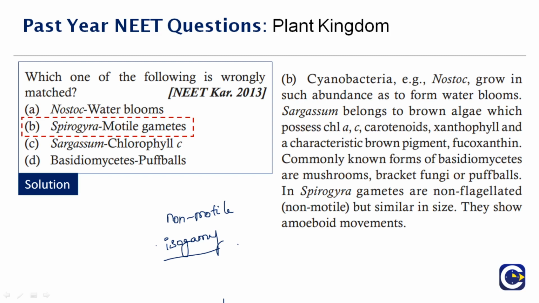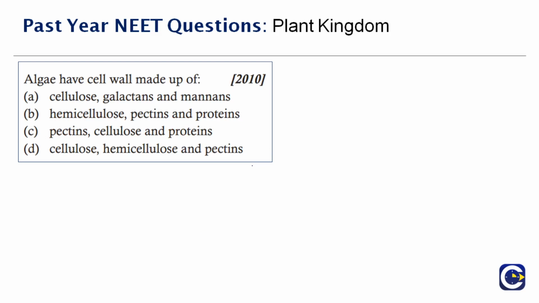Otherwise, Nostoc will cause water bloom. That is right. Sargassum has chlorophyll C. Yes, it is agreed with it. And Basidiomycetes will form puffballs. Yes, they form. See, puffballs are nothing but the mushroom. Okay, you don't have to get confused here. How does a mushroom look? They all look like puffballs, right? So, Basidiomycetes have puffball appearance? Yes, they are right. Therefore, the correct answer is option B. Next question here. This question was asked in the year 2010.